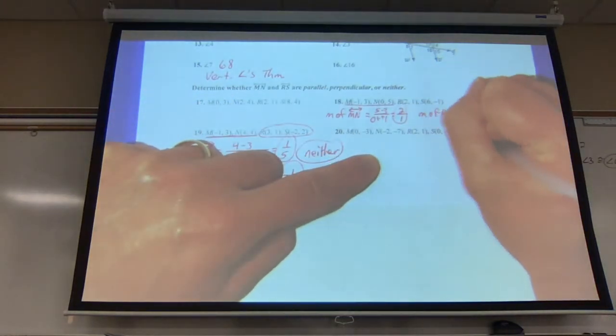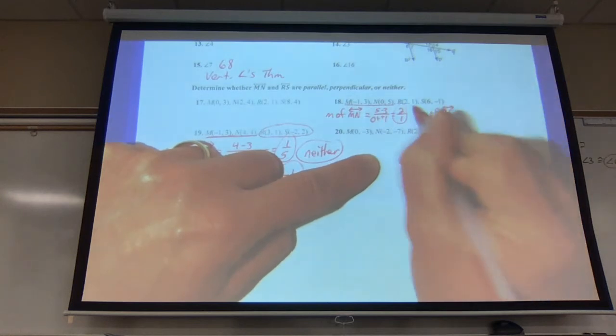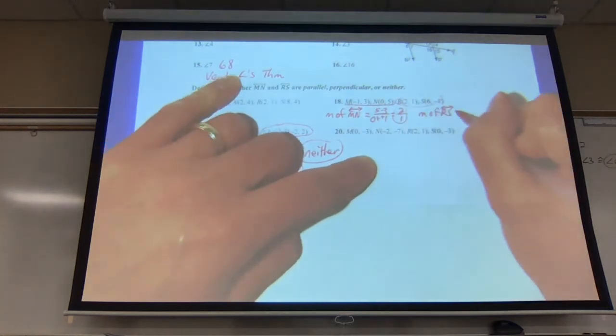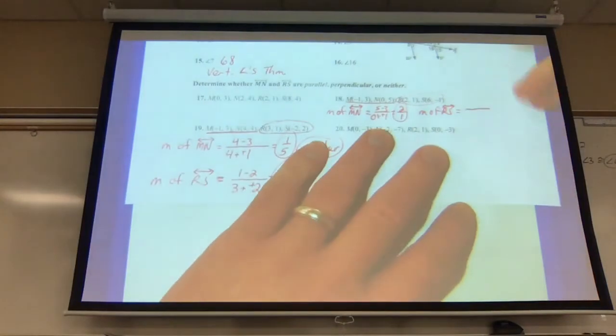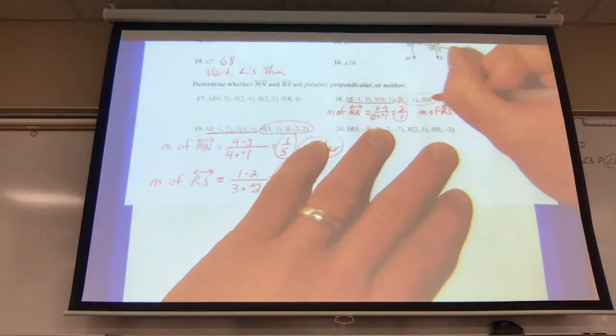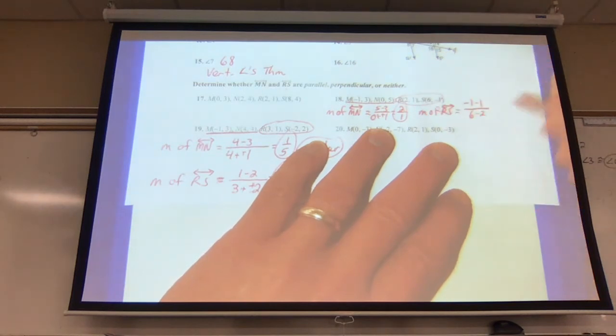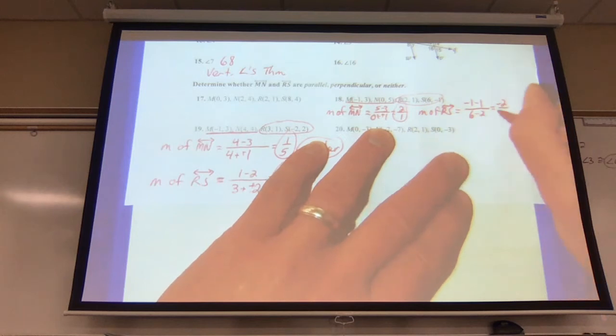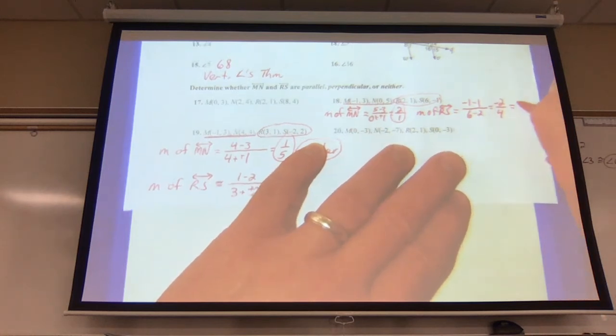Slope of RS, again, we'll use these points R and S. And we're going to subtract the y's over the x's. I'm going to go -1 minus 1 for the y's and 6 minus 2 for the x's. -1 minus 1 is -2, 6 minus 2 is 4, and then this reduces to -1/2.